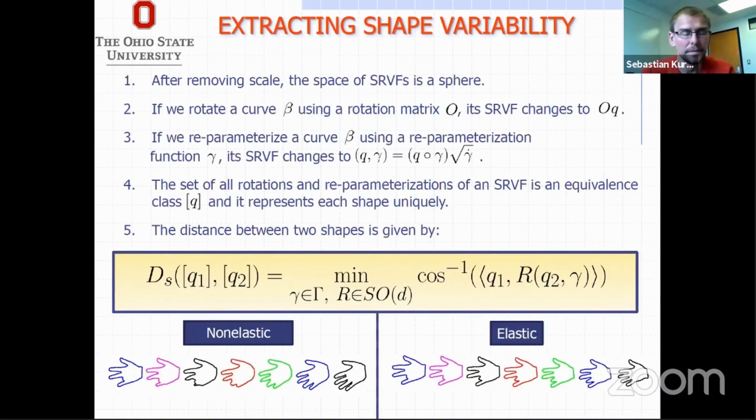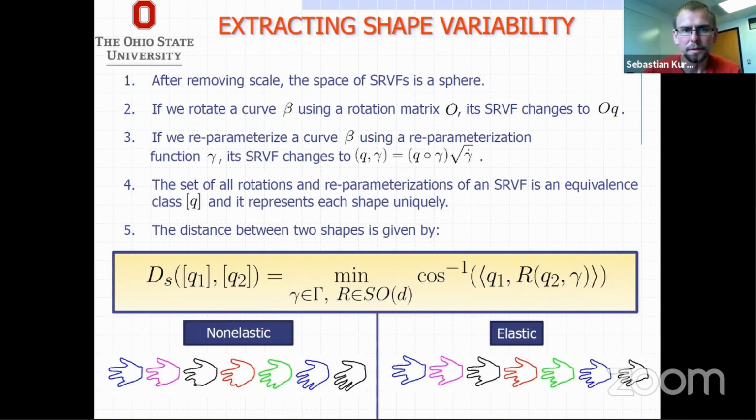Okay, so going a step further, if we remove scale, as I mentioned on the previous slide, the space of squared velocity functions becomes a sphere. If we rotate a curve beta using a rotation matrix O, its SRVF changes in the same exact way, so it's just a rotation of the SRVF. But if we reparameterize a curve beta using a gamma, so if we take beta composed with gamma, its SRVF changes in a slightly different way, where we have also a composition of the SRVF with gamma, and then this extra factor of the square root of the derivative of gamma.